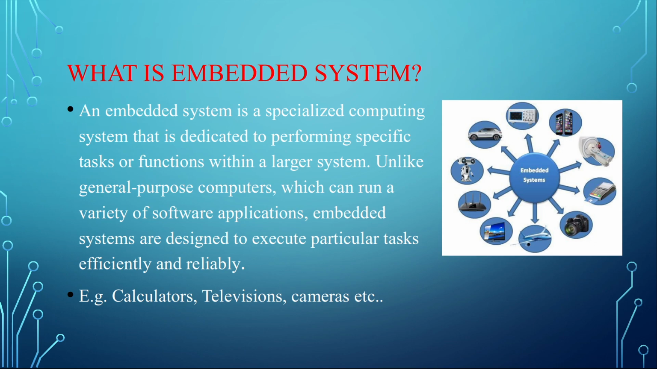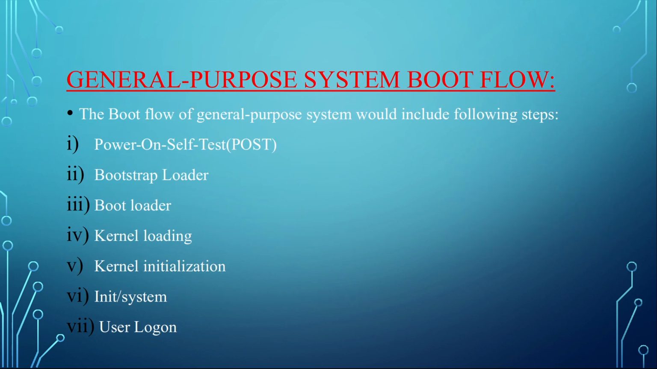Coming to examples of embedded systems, let us consider a calculator as an embedded system. The main task of the calculator is to give the result of the numbers that we enter. Televisions, cameras, Wi-Fi routers, ATM machines, microwave ovens, everything is an embedded system, and they are used to build larger systems, which are general purpose systems. So coming to the boot flow of a general purpose system, it includes mainly 7 steps.